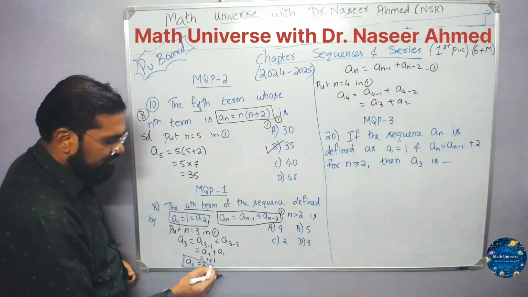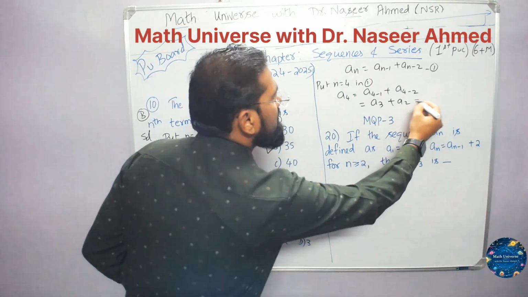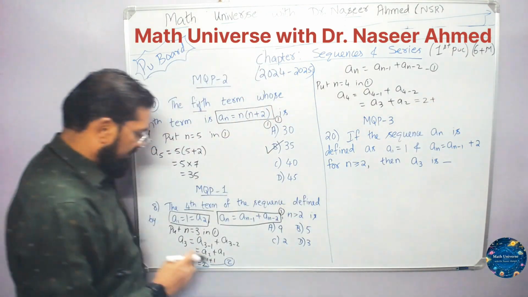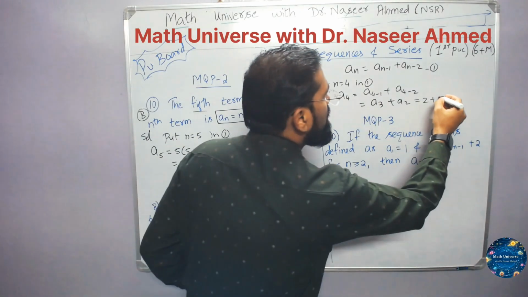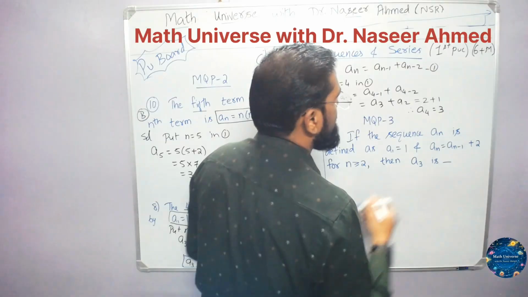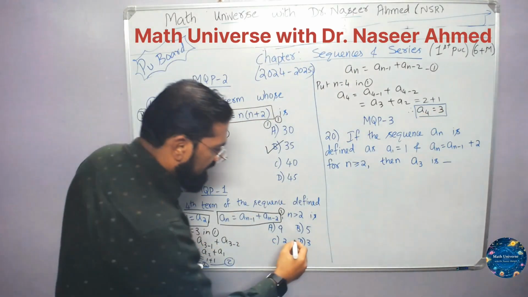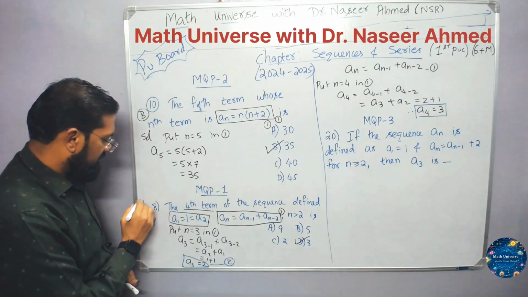I can substitute this, I'll take it as equation number 2. From equation number 2, the third term is 2 plus the second term is 1. So 2 plus 1 will be 3. So the fourth term is 3. Option D is right.